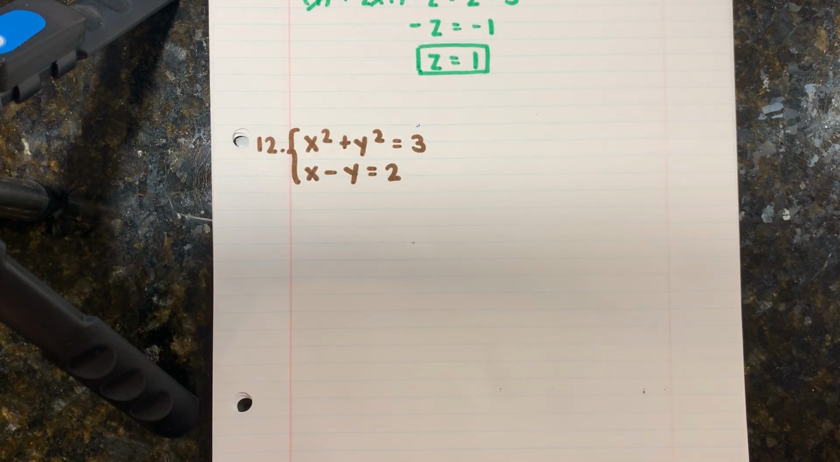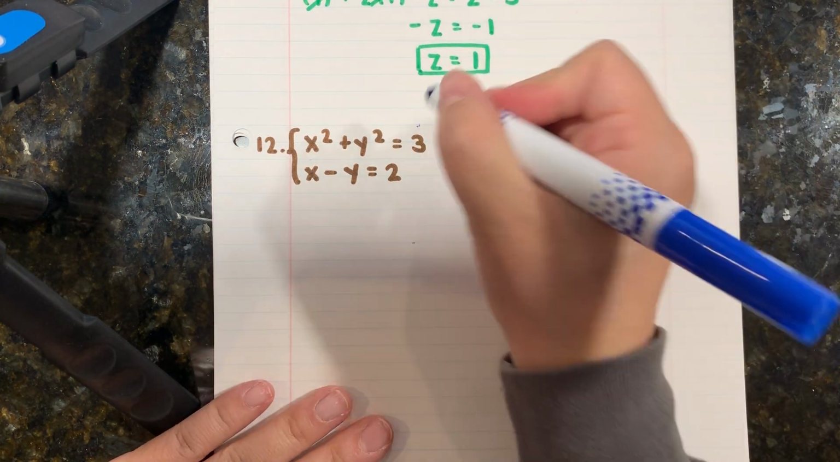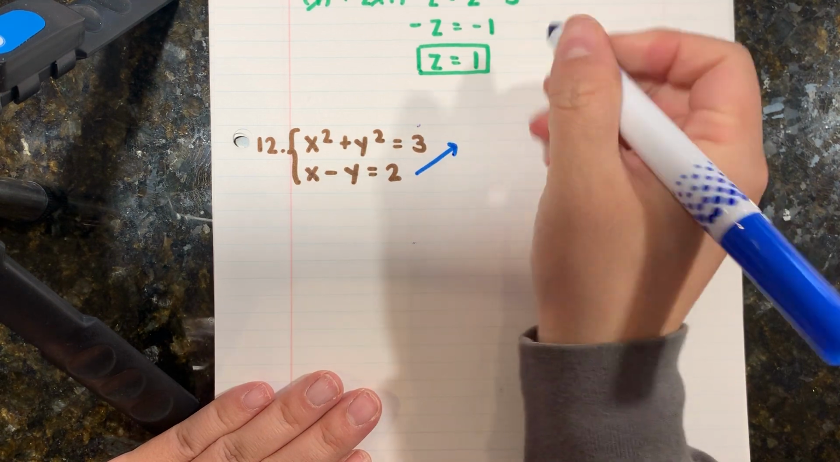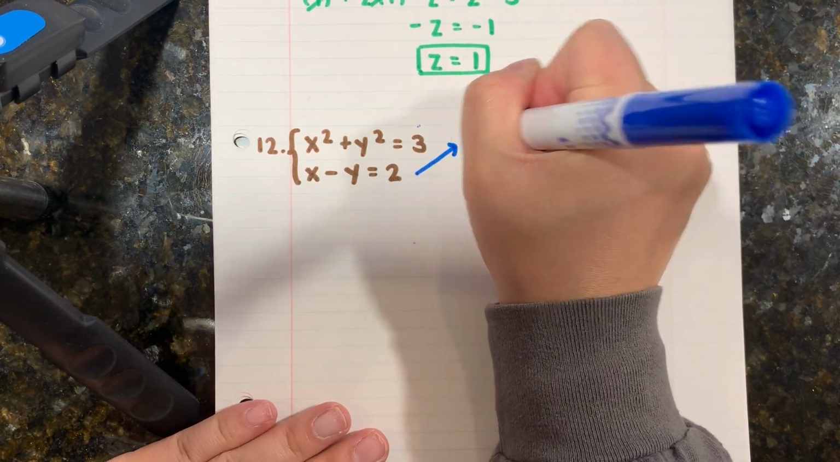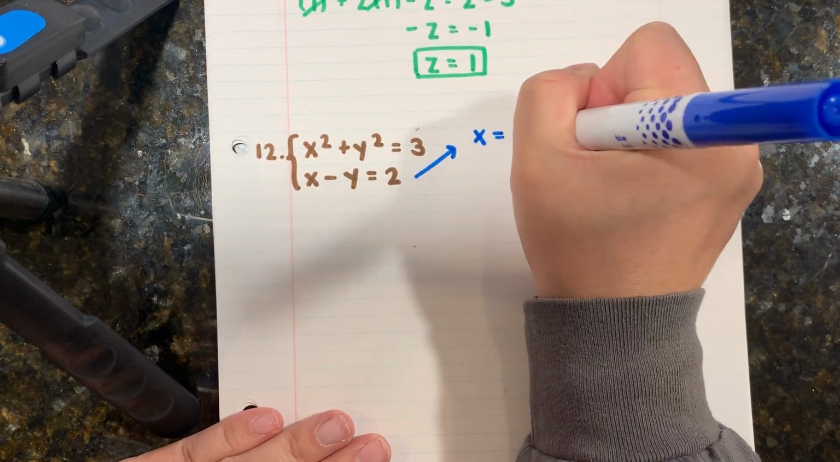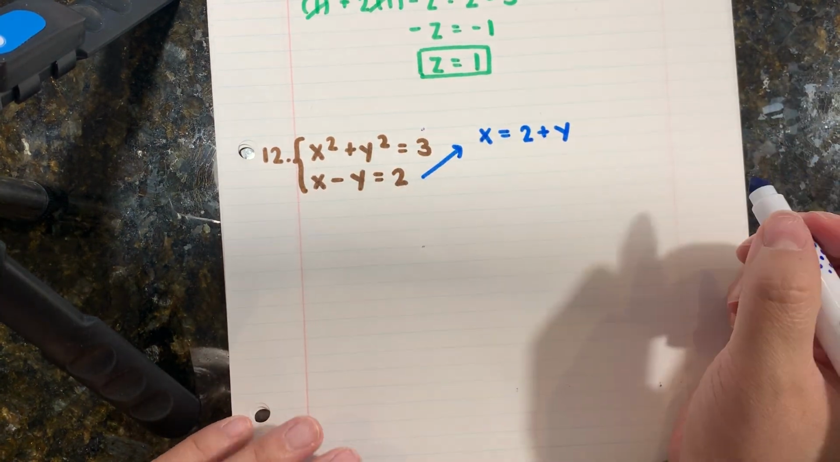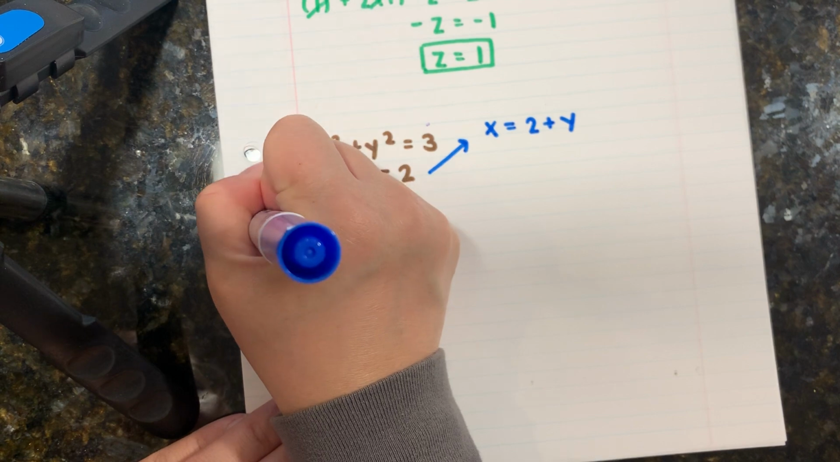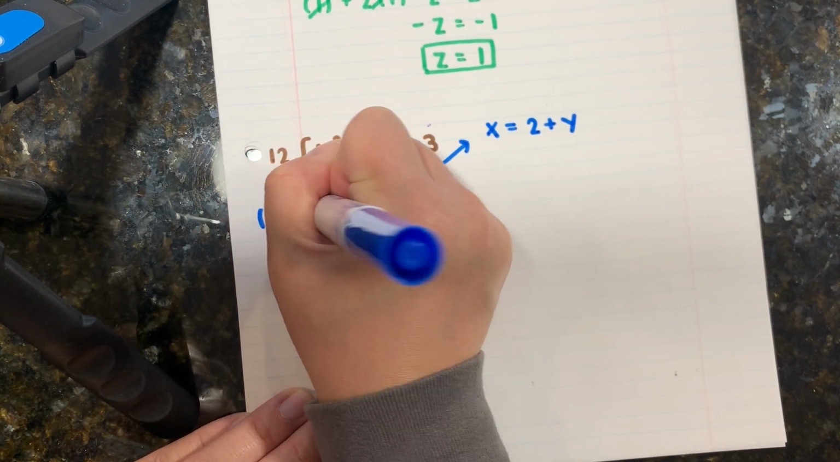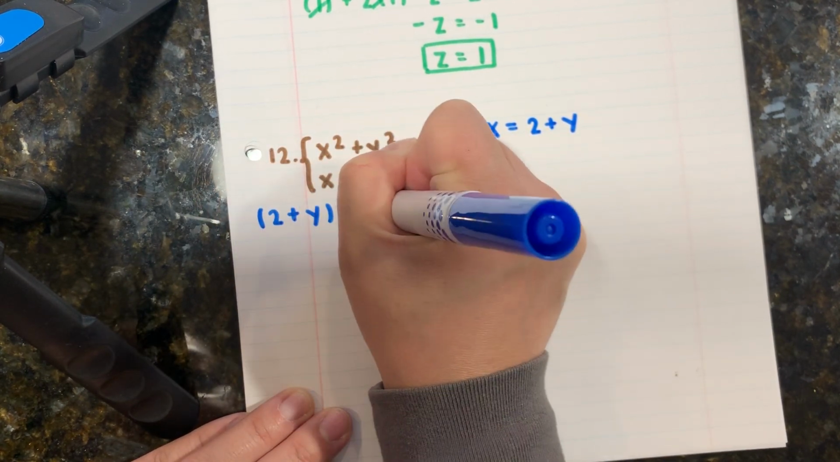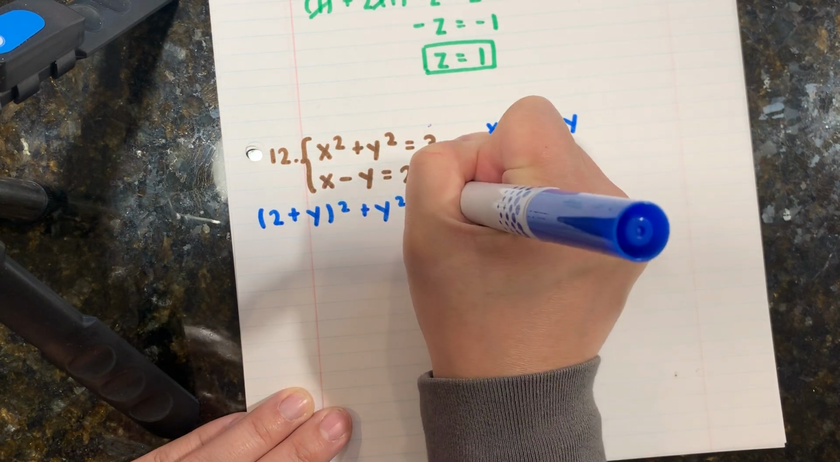Moving on to number 12. So for number 12, the first thing that I'm going to do is solve for x in this bottom equation. So x is going to be equal to 2 plus y. Now I'm going to take that and plug it into this equation here, and that would give me (2 plus y) squared plus y squared is equal to 3.